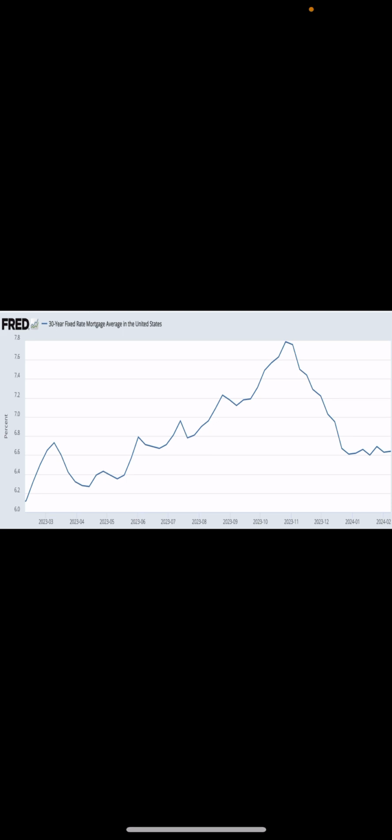This graph is going to show mortgage rates over the past year. And over the past year, we've seen a slight roller coaster. We started 2023 in the low sixes. We went up to the high sevens. And now we're evening out around the mid to high sixes for prime borrowers.